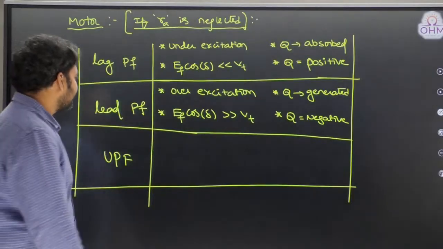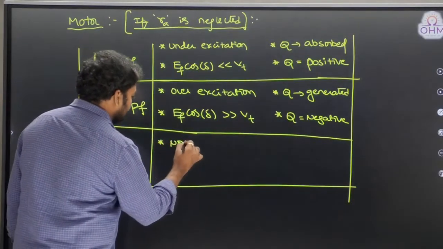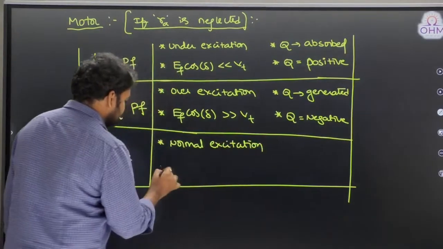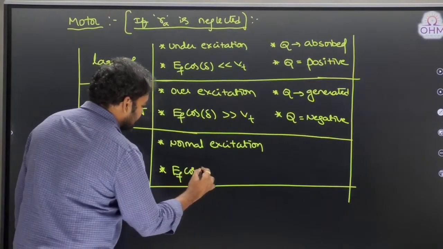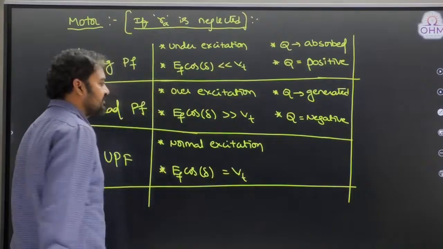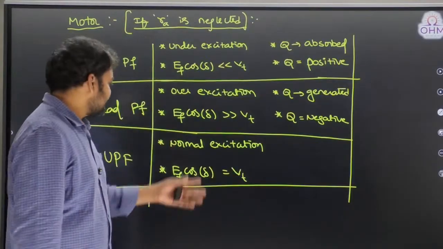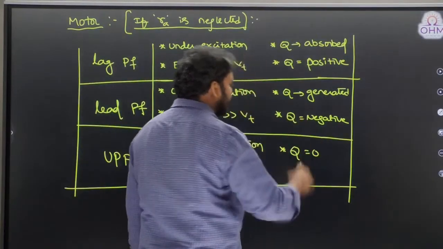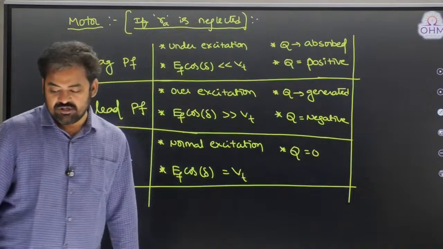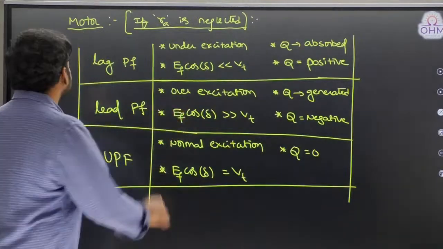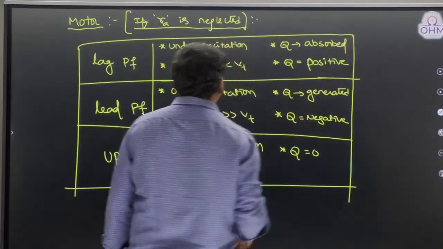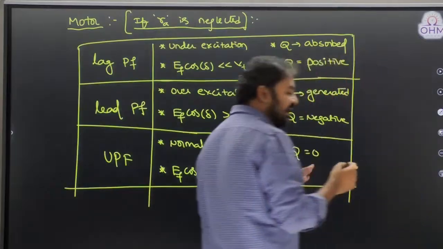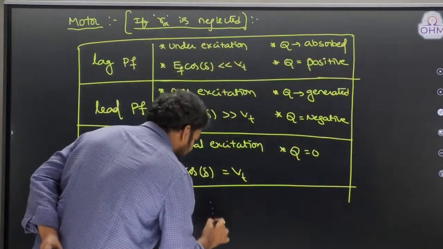Now the next one is unity power factor. Unity power factor means normal excitation. Normal excitation means EF cos delta is exactly equal to VT. It is neither over excitation nor under excitation, it's a normal excitation. And here reactive power is 0, neither generating nor absorbing. So what about the active power status in all these cases? Whatever may be the reactive power, whatever may be the power factor, active power is always absorbed by the machine only.